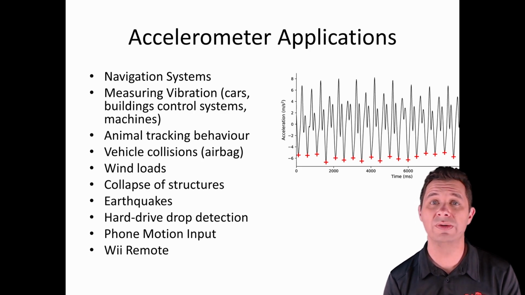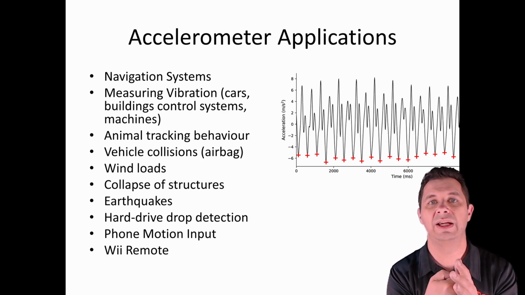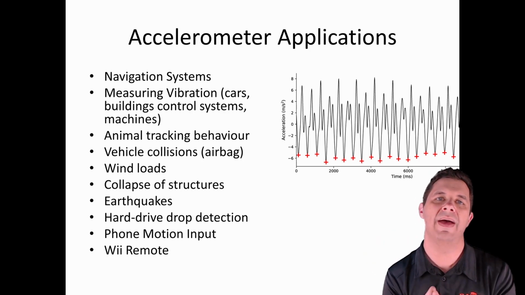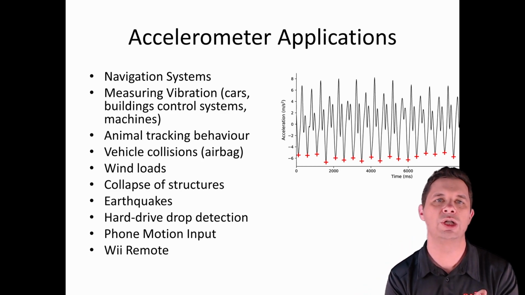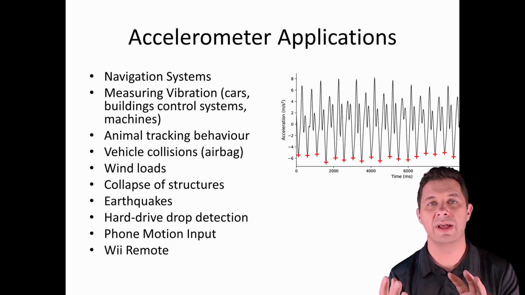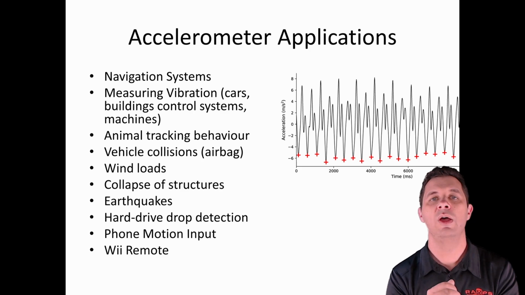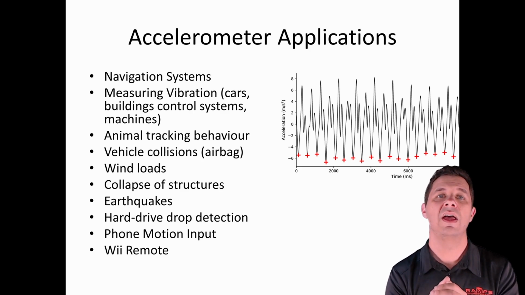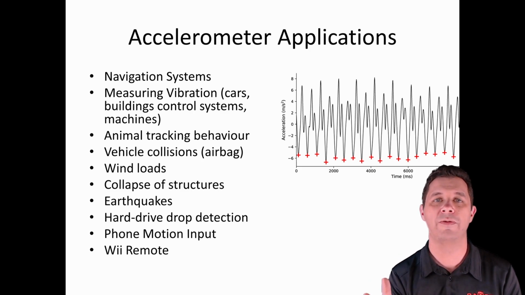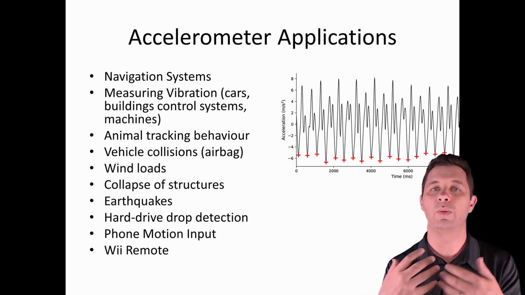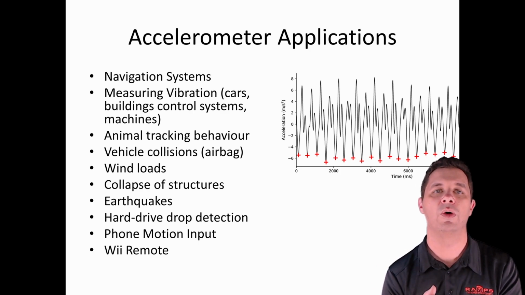We have them in our vehicles to deploy airbags when we hit something and decelerate really quickly. The accelerometer detects that and deploys an airbag for our safety. We can use them for measuring wind loads on buildings and bridges. We can measure collapses of structures from the vibrations and movement induced in them. We can use them for detecting earthquakes. We can use them in hard drives to detect if the hard drive has been dropped on the floor, if it's in midair, in flight, and use it to protect that hard drive and stop it being damaged when it hits the floor.